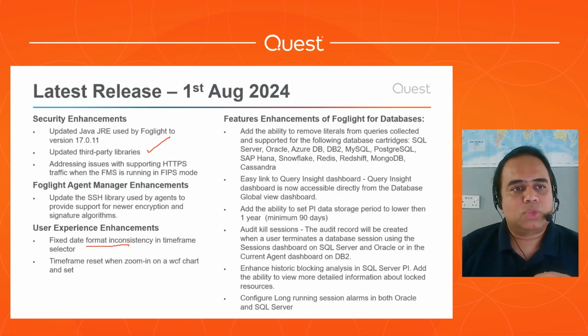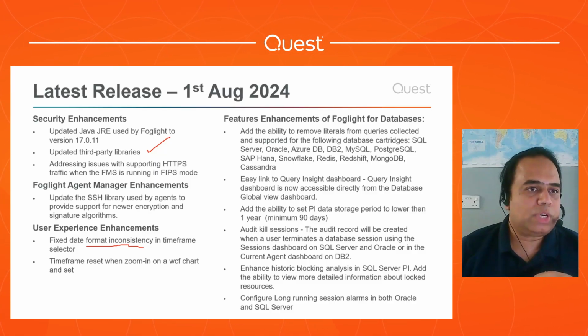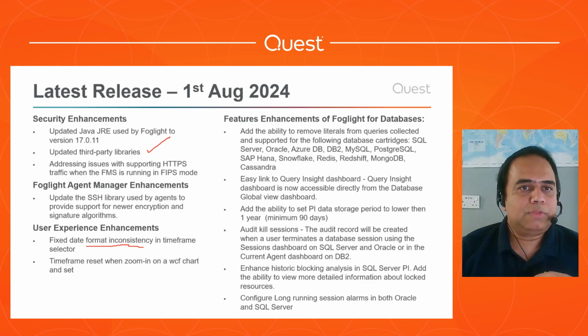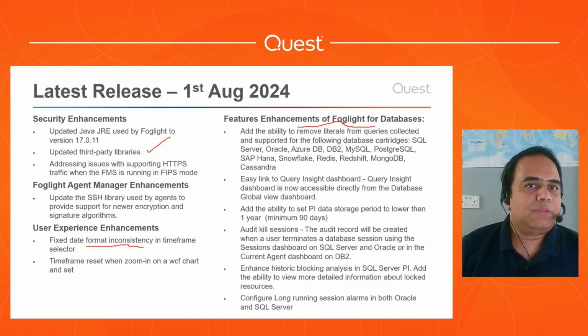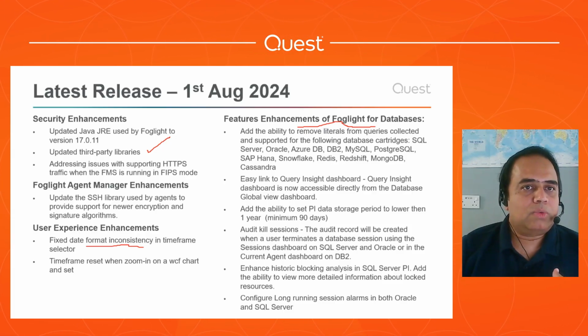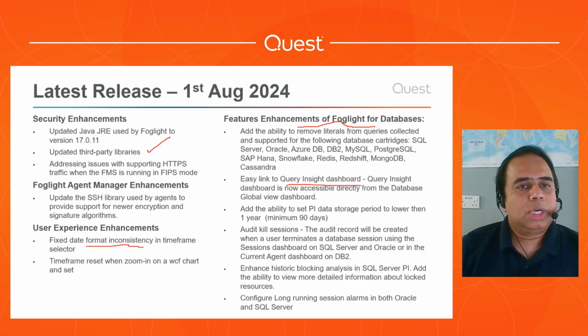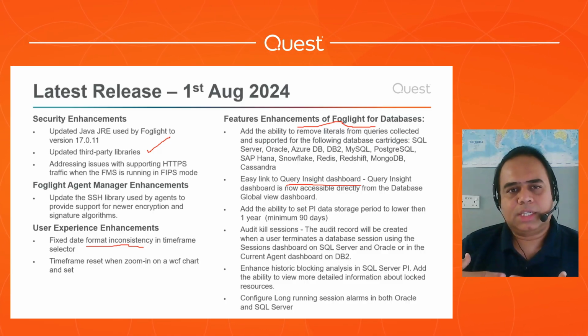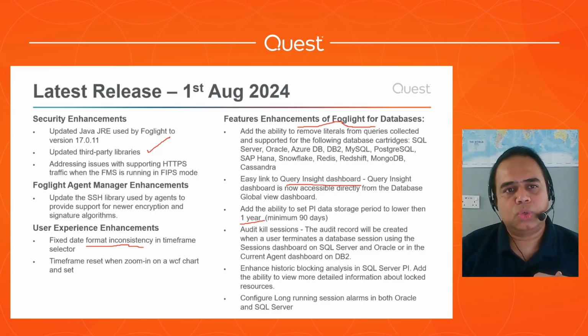User experience enhancements were added as well, where date format inconsistencies were improved in the time selectors. Other feature enhancements added for Foglight for Databases include the ability to remove literals, which I just briefly described in the previous slides. We currently support this for all these database sets, and a new link has been added to the Query Insights dashboard. We added the ability to set the PI data storage period to as low as 1 year.